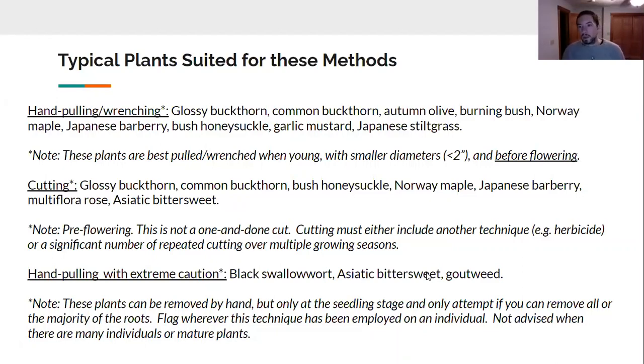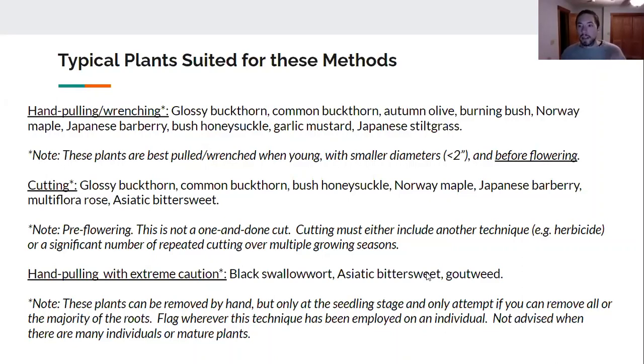And ideally you want to do this before they flower, just so that any plant material that you pull out doesn't have time to set seed and spread that seed as you ideally deal with the plant on site. But if you do take it off site, that's less likely to spread the seed off site. For the cutting technique, you'll notice pretty similar trends with woody shrub species. Can include multiflora rose and Asiatic bittersweet.